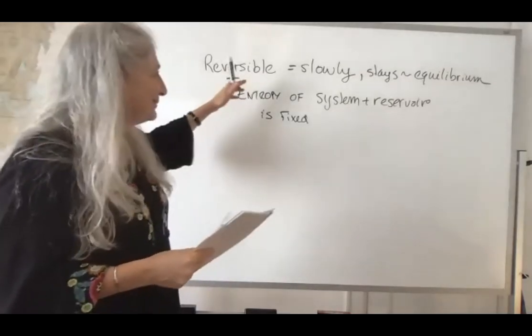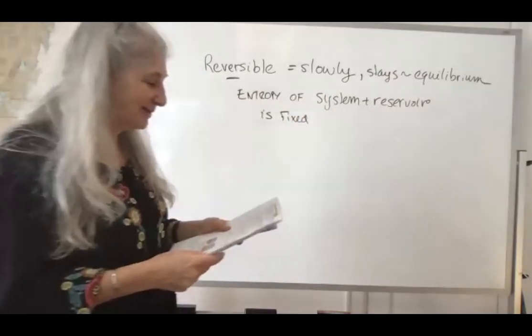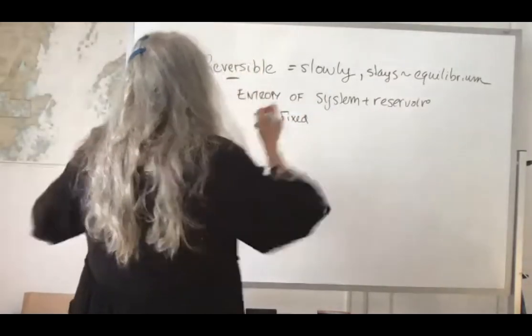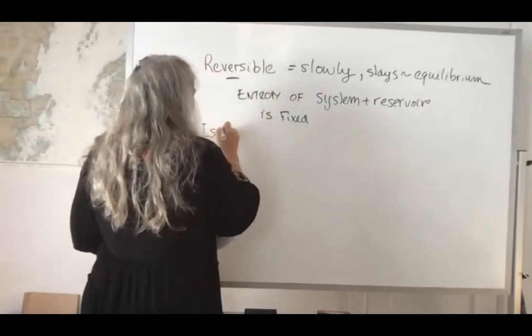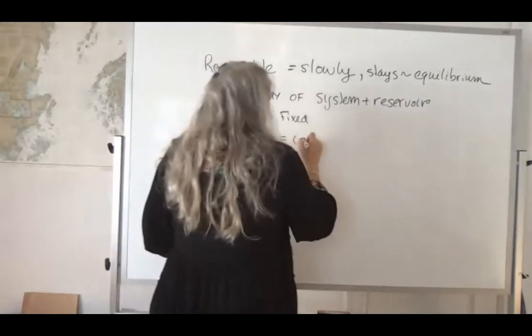There's a subtlety about this. Essentially, it means slowly, near equilibrium at all times. So isothermal means constant temperature.